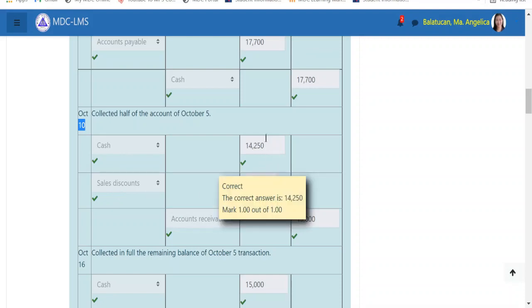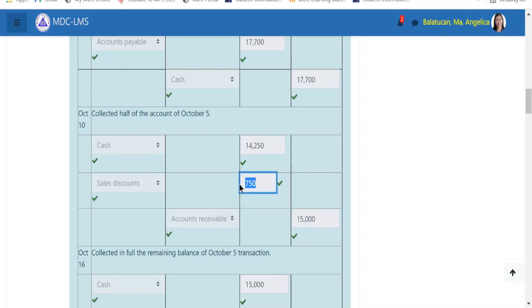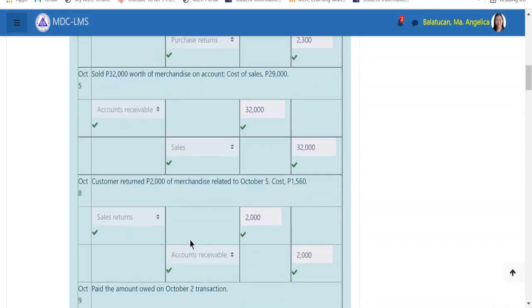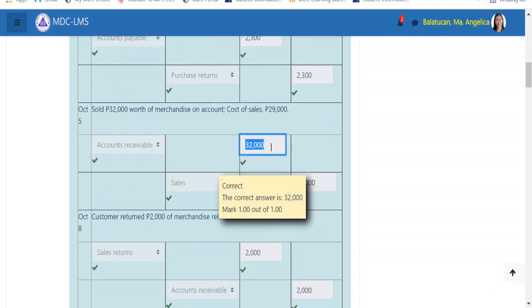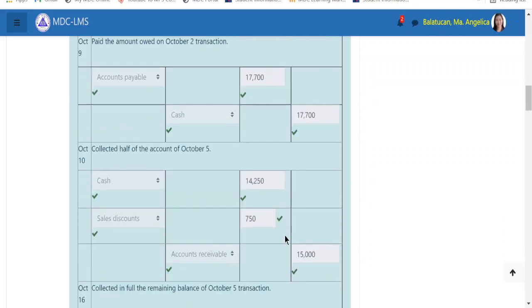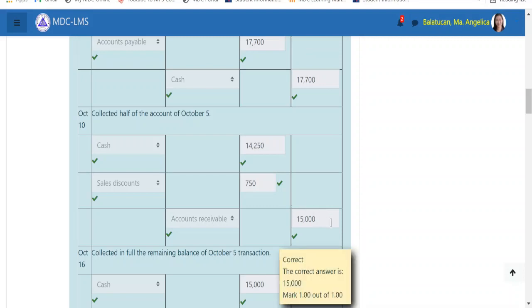And remember, the debits and the credits here should balance. So if we allow a 750 sales discount, how much are we expecting to collect from the customer? So we will deduct the 750 from the 15,000. So that would be 14,250 only. October 16, collected in full the remaining balance of the October 5 transaction. Remember, the original transaction is 32,000 debit, and then there's a deduction of 2,000, so that's 30,000, and then deduct the partial payment of 15,000.